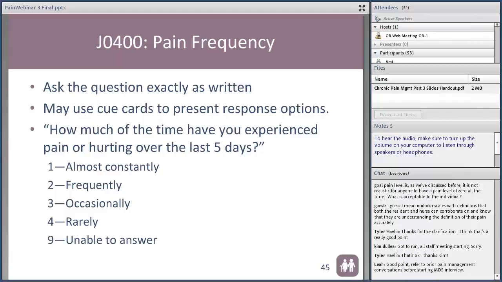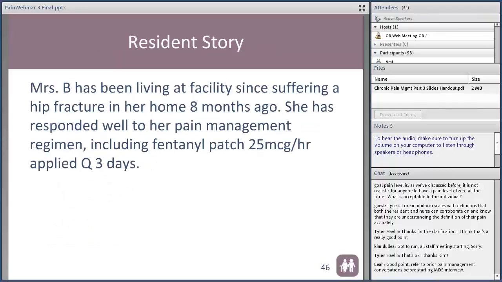Again, that's one where, if they're stating that they're having it frequently, almost constantly, then that could potentially trigger. So make sure that that is accurate information.